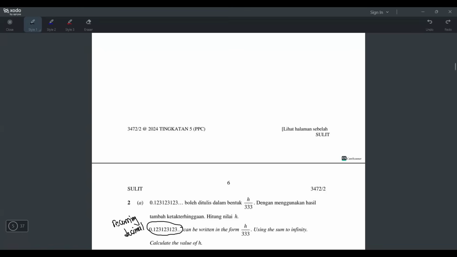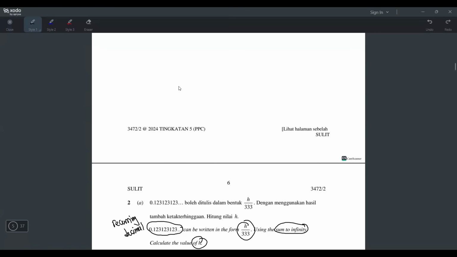All right. And also you need to know something about recurring decimals. You can always convert them to fractions. Recurring decimals can always be converted to fractions. And there are two methods to convert. Okay, let's see what the question wants. 0.123 recurring can be written in the form of this. So they want you to convert to a fraction, confirm. And they say using the sum to infinity method, calculate the value of h.